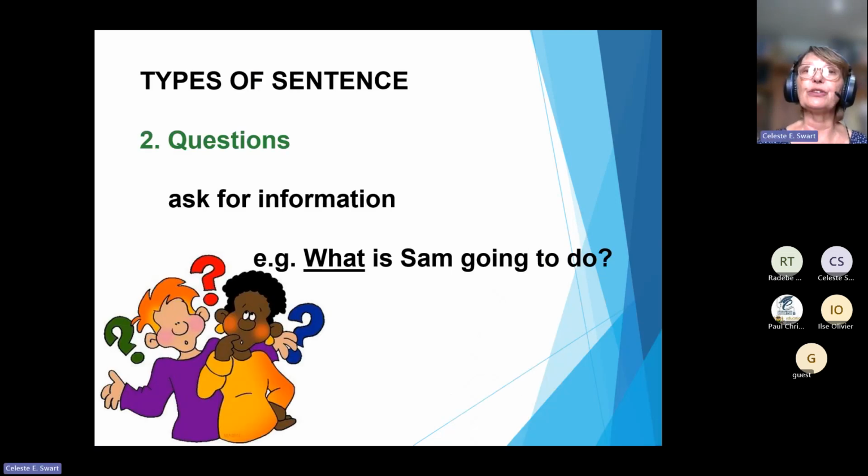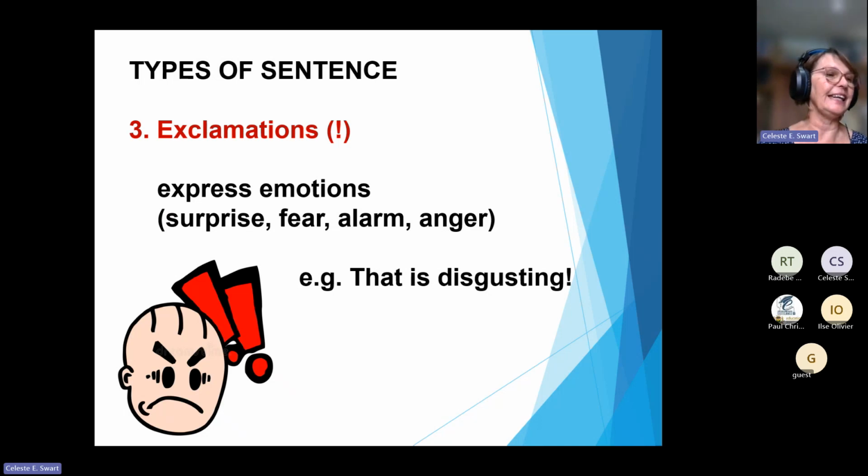Questions ask for information. There's a question mark at the end of a question sentence. So it would be something like, what is Sam going to do? We're asking the question. Types of sentences. What do exclamation sentences show us? What's the difference between a statement sentence or even a command compared to an exclamation sentence?